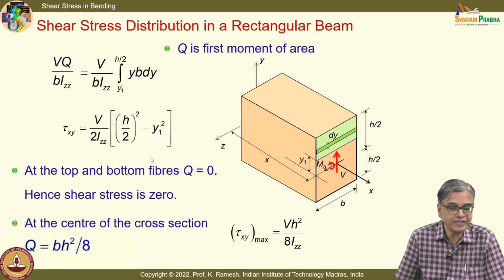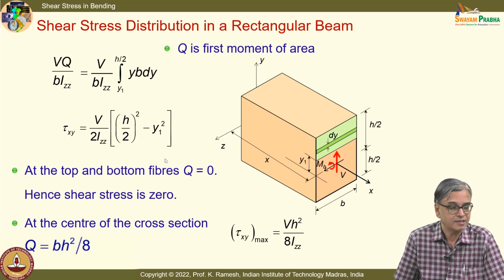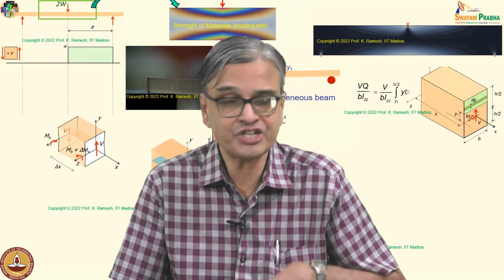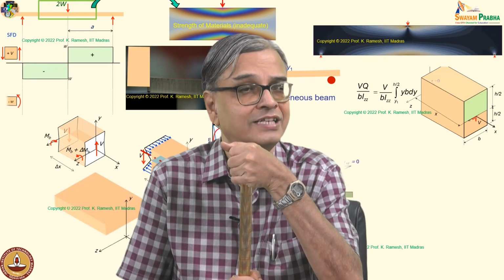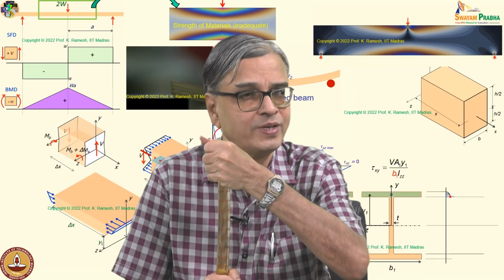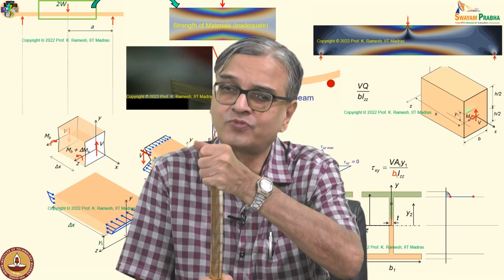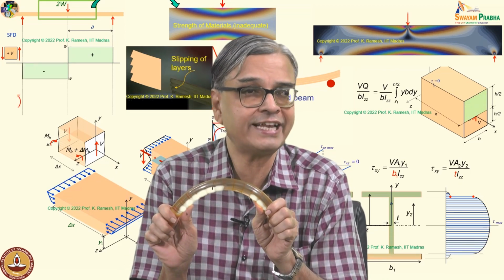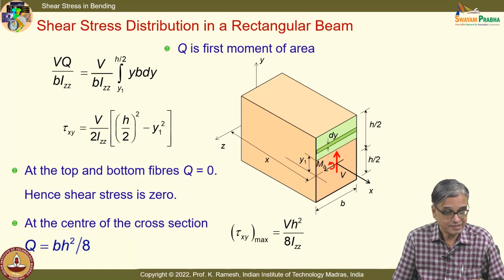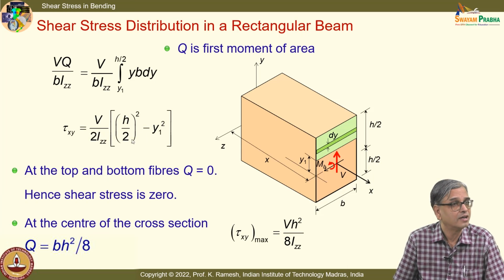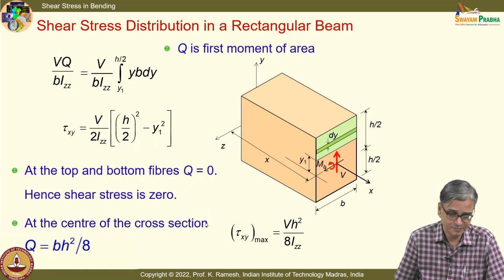And what is the nature of variation? See, in the case of uniaxial tension, the stress transmitted was uniform across the cross section. In the case of twist, we found the shear stress was varying linearly. In the case of bending, the bending stress was varying linearly. There is a difference. This is a parabolic function. You get the idea? So it's non-linear.